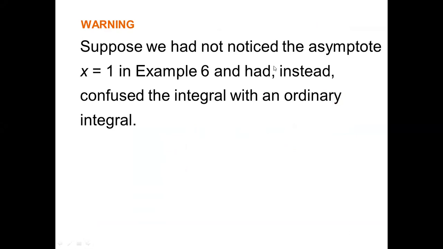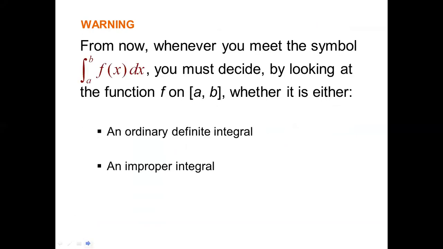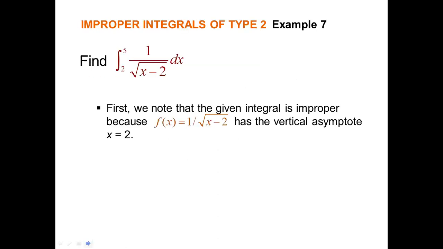Suppose we had not noticed that the asymptote is x equal to 1 in example 6, and had instead confused the integral with an ordinary integral, then our answer would be wrong. So from now on, whenever you meet this symbol, you must decide by looking at the function f on the designated interval whether it is an ordinary definite integral or an improper integral. So, example 7.